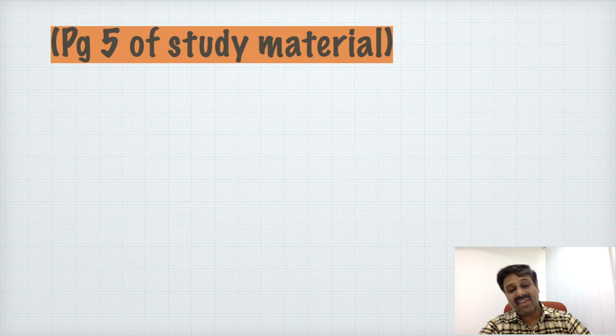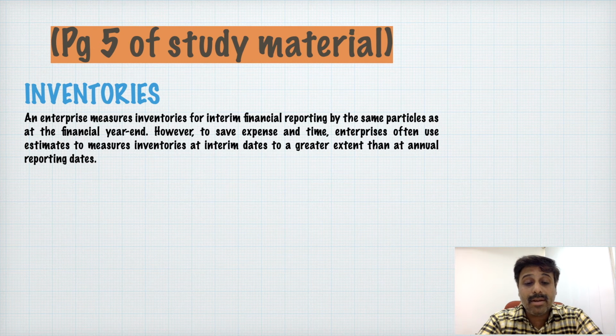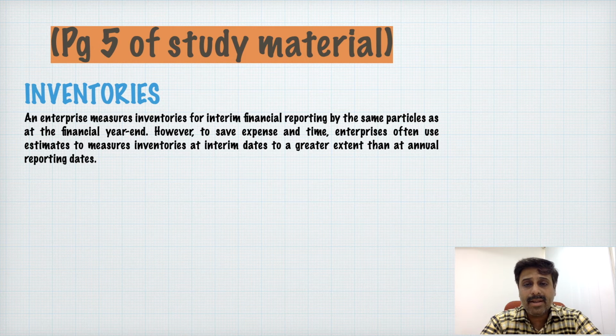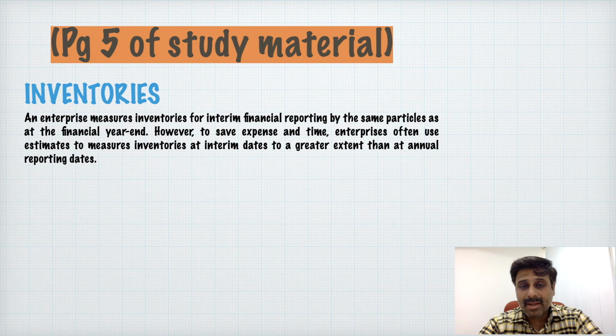Further, you look at page number 5 of your study material now, inventories. An enterprise measures interim financial reporting by the same practices as at the end of the financial year. However, to save expenses and time, enterprises often use estimates to measure inventories at interim dates to a greater extent than at an annual reporting date. In the annual reporting date, we count the inventory, we make a proper valuation, but counting of inventory every 3 months may be a very difficult process. So estimates may also be used, but the same principles and practices must be followed. As you do in annual financial statements, you have to follow in quarterly financial statements also.